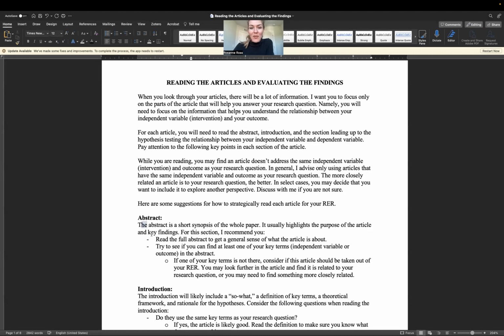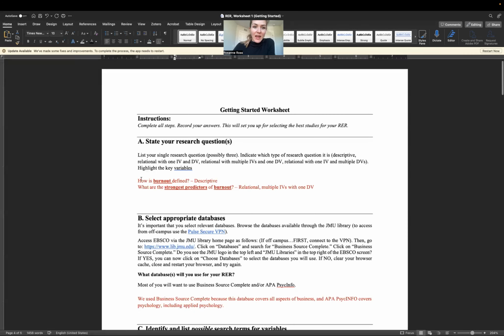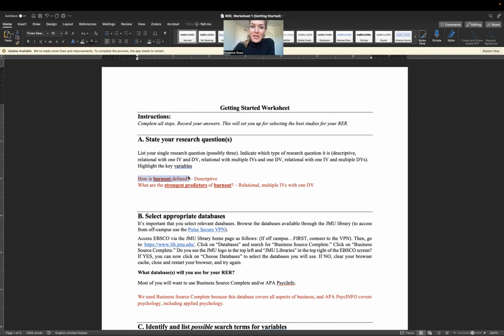The abstract is something I encourage you to read all of. And make sure that your key variables, or in our case, just our one key variable, which is burnout, is in the abstract. They may have more things in there, that's fine. But we want to know that in this paper, they're going to, in some way, answer a research question, which is, how are we defining burnout? And what are our strongest predictors of burnout? This one in particular will be answered by a meta-analysis that looks at all kinds of correlates with burnout.